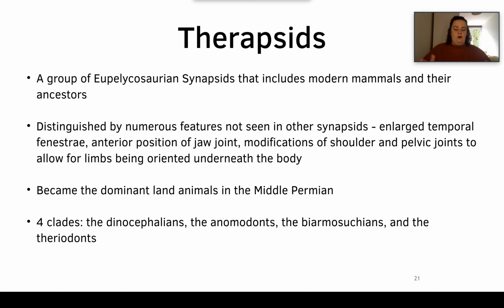So for example, a horse, they don't have the sprawling gait, they just have an upright gait. And therapsids became the dominant land animals during the Middle Permian. There are four clades: the Dinocephalians, the Anomodonts, the Biarmosuchians, and the Theriodonts.